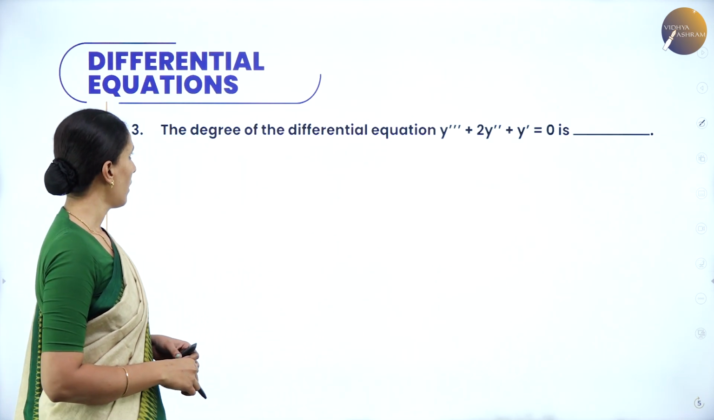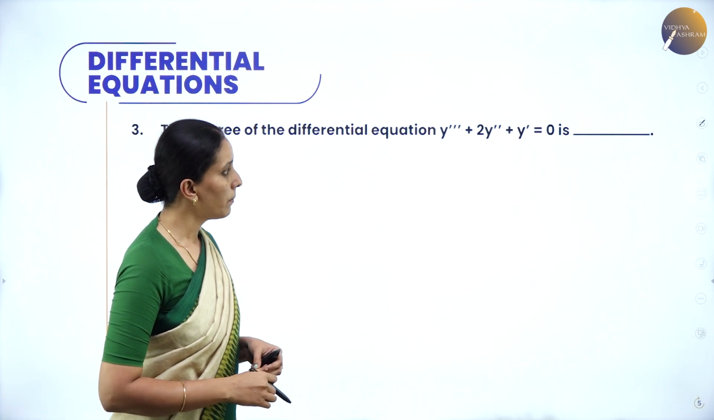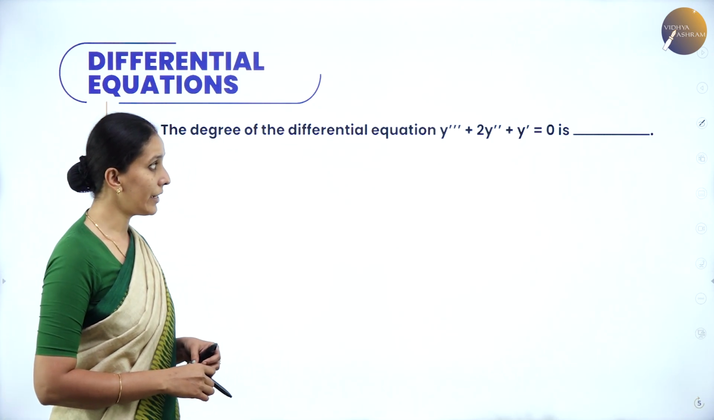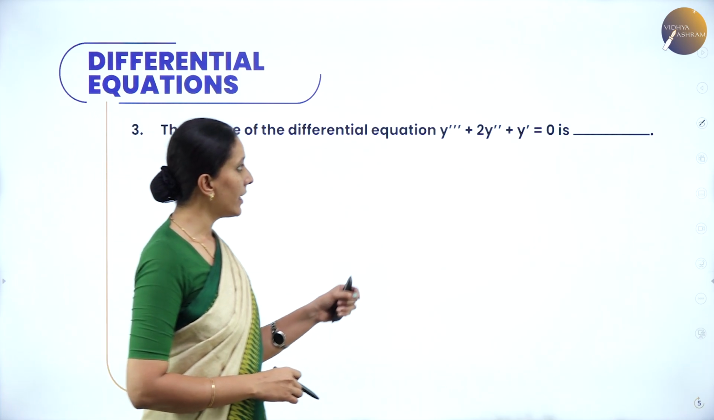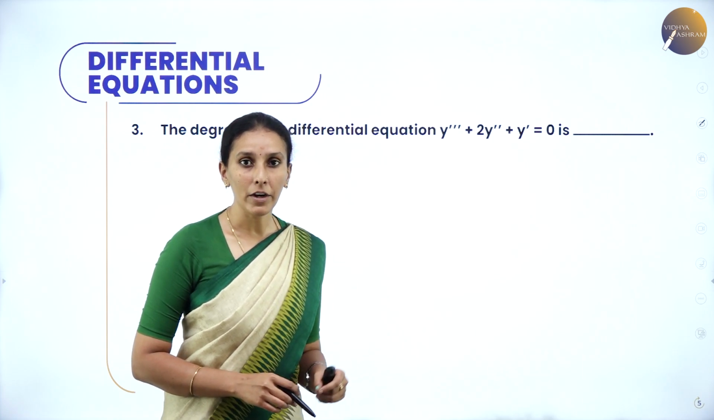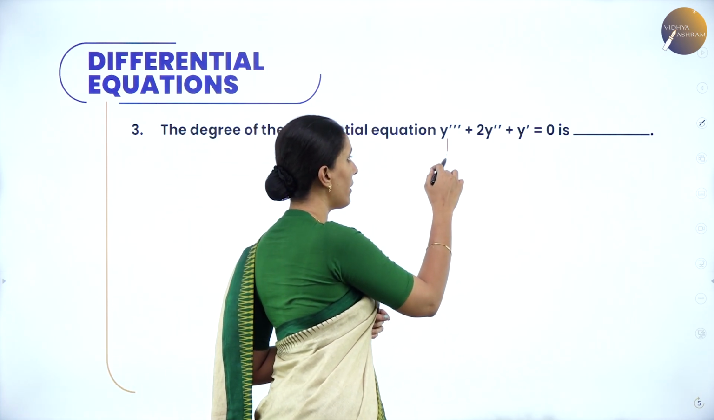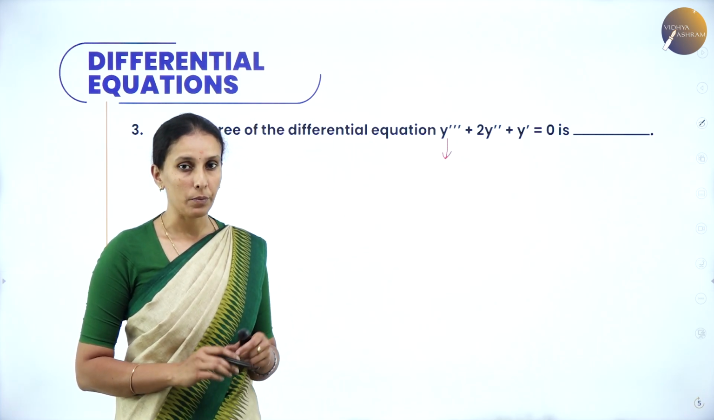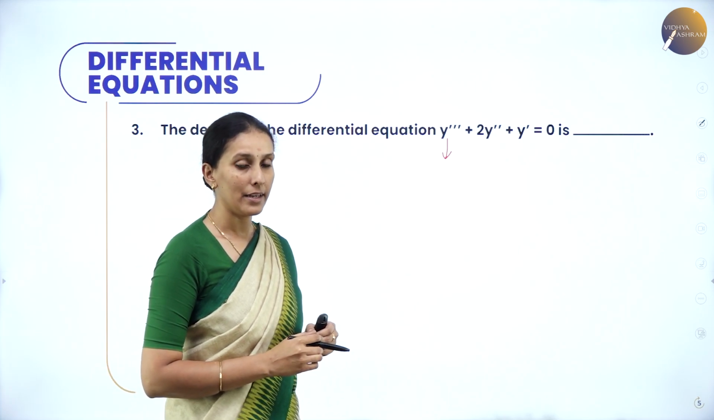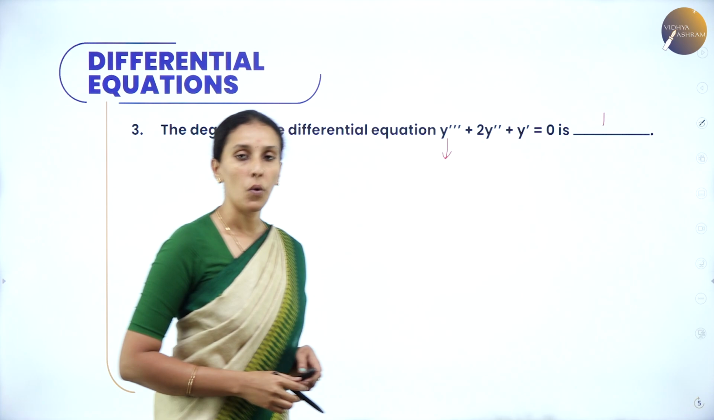Next question. The degree of the differential equation y triple dash plus 2y double dash plus y dash equals 0 is. So again here, the degree is nothing but the power of the highest order derivative, and here the highest order derivative is y triple dash, that is d cube y by dx cube, and the power of that is 1. So therefore the degree of the differential equation here is 1.